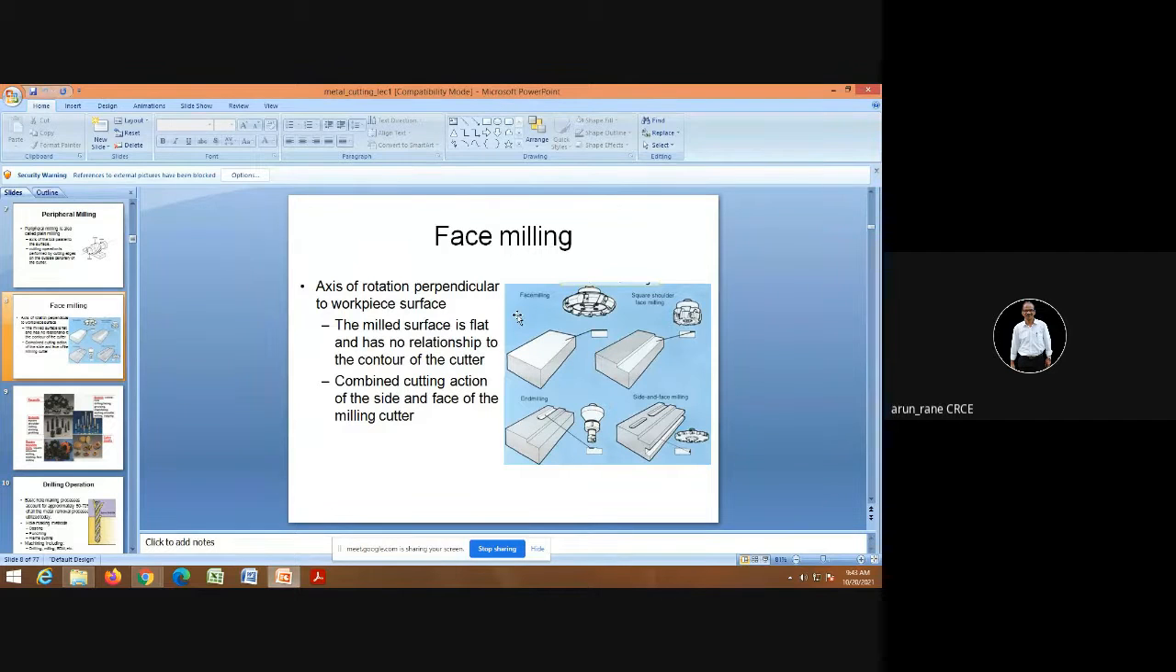These are the face milling operations with the help of indexable inserts. There are inserts which are fitted in this cutter. First, it can be indexed, and second, once you have indexed all the cutting edges, then you have to throw it. That's why it is called indexable and throwable inserts. And these are carbide inserts or coated inserts. So these are the different operations here.